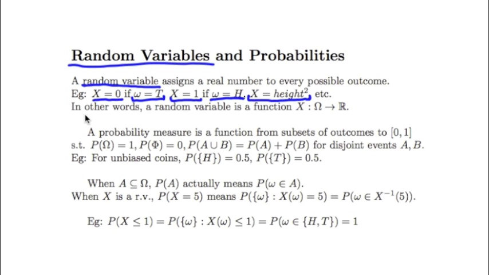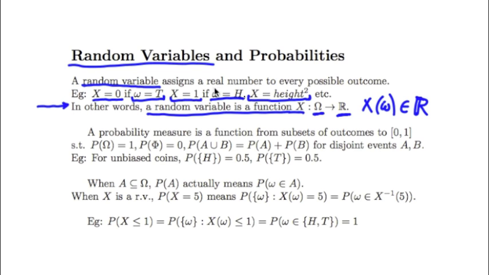To formally explain it, a random variable is a function. It's a function from your sample space to the reals. So every element of the sample space is given a real number, right? So x of omega is a real number. In this case, x of omega equal to t is 0 and x of omega equal to h is 1. So this is the way we formalize it. Intuitively, you can just say it assigns a real number to every outcome. Formally it's a function from omega to R.